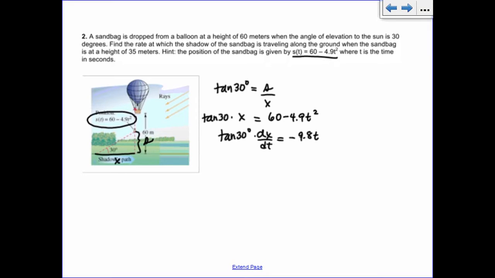So we want to know when the height is 35 meters. Well, we can find out: 35 equals 60 minus 4.9 t squared. We can solve for t and then plug that in here. And then the dx over dt is what we're solving. So we get our t, we plug it in here, and then we finish it out. Okay.